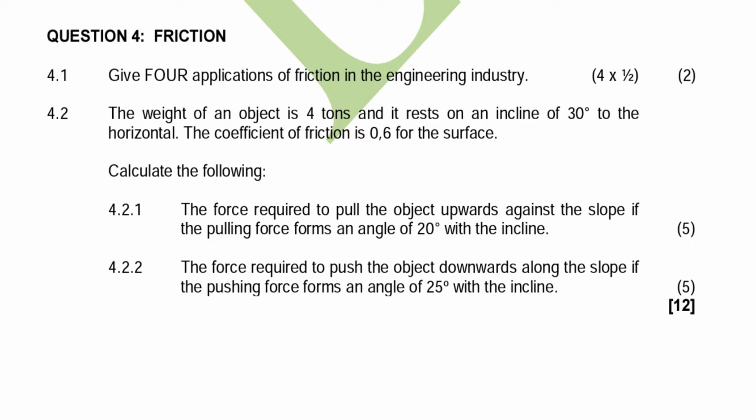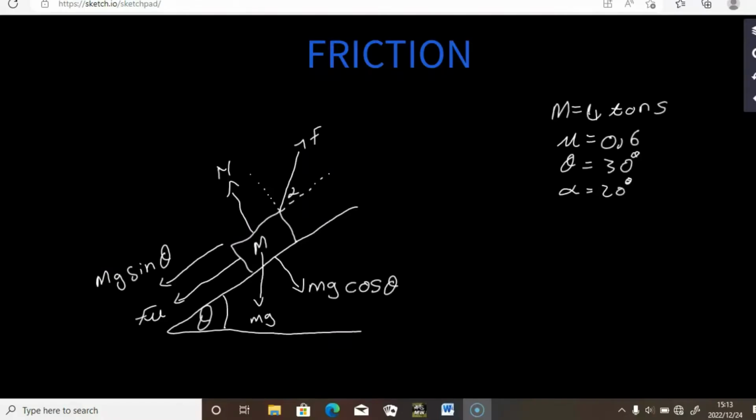4.2.1. The force required to pull the object upward against the slope if the pulling force forms an angle of 20 degrees with the incline. 4.2.2. The force required to push the object downwards along the slope if the pushing force forms an angle of 25 with the incline. So we're going to start with 4.2.1.